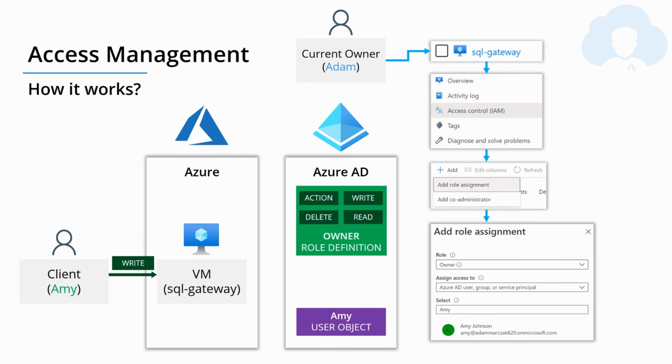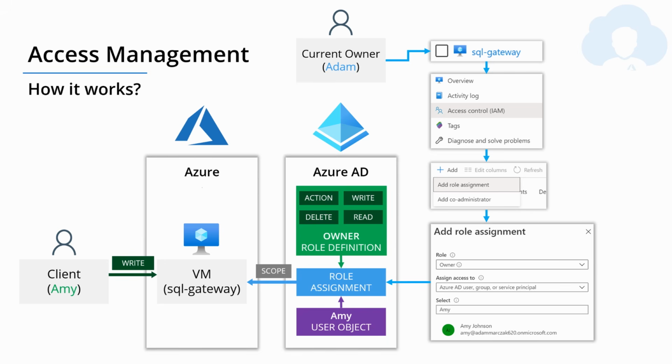Once those tools are found and the button Save is clicked, a new role assignment object will be created in Azure AD, which will combine the owner with the user object of Amy. Once this is done, it will also be assigned to the scope. In this case, the scope will be virtual machine.